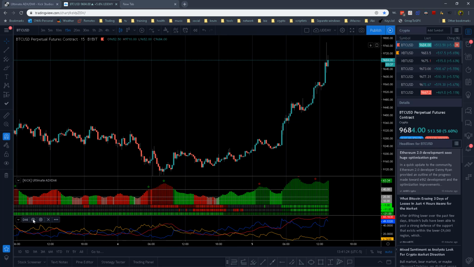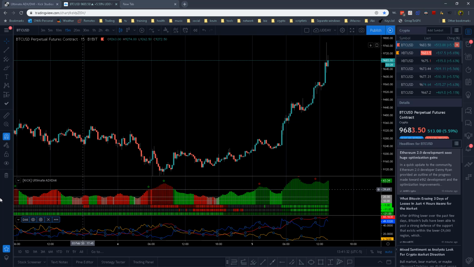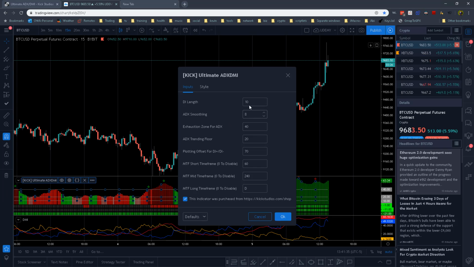Okay, but if you look at their settings, by default, they're 14 and 14 for smoothing and DI length. So if you want to be a little bit more traditional, you can change those values here to 14 and 14. But I somewhat prefer 10 and 8. Here's where you can set that exhaustion zone.